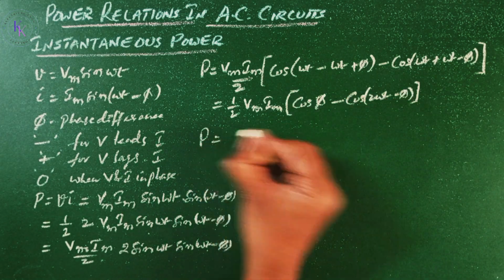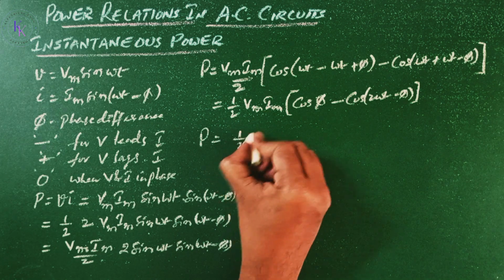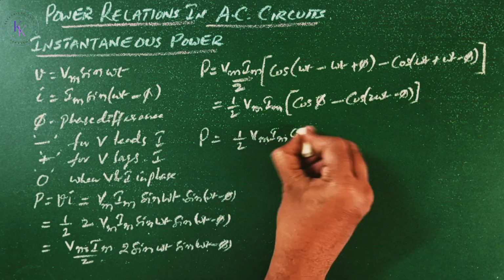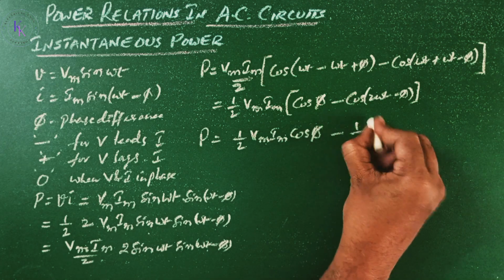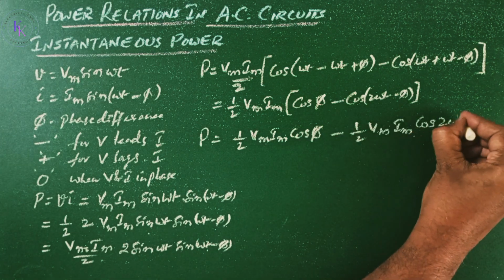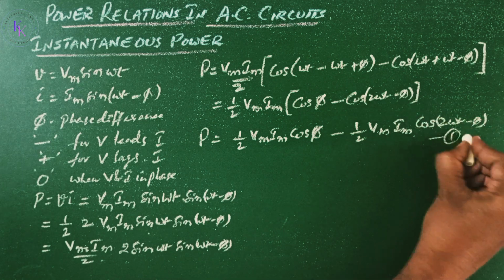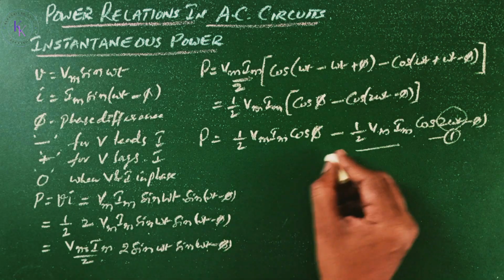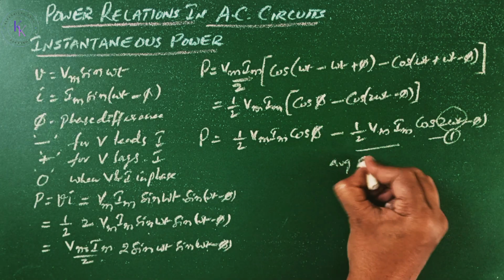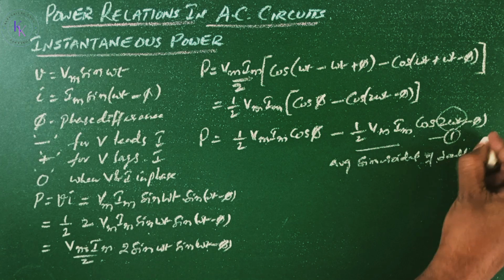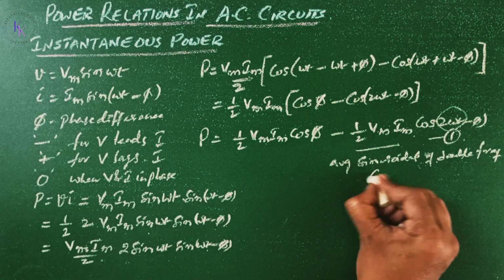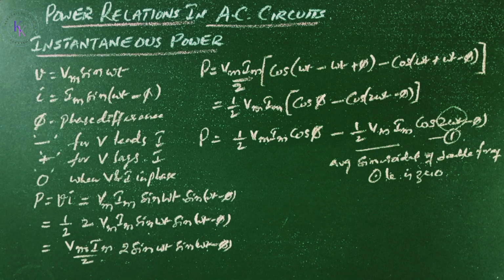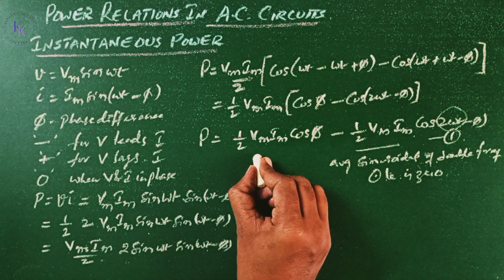Now P, which is the instantaneous power, equals 1 by 2 Vm Im cos phi minus half Vm Im cos(2 omega t minus phi). Equation 1. The second term in this equation contains a double frequency term, and it is evident that the average value of this term is 0, as the average of a sinusoidal quantity of double frequency over a complete cycle is 0. Now, the average power consists only of the first term.